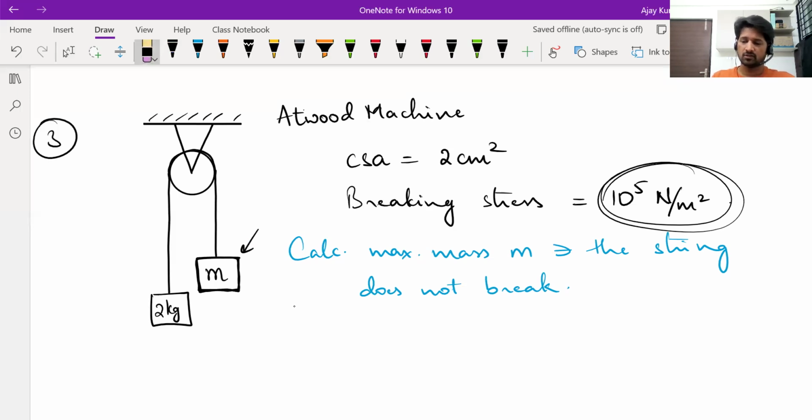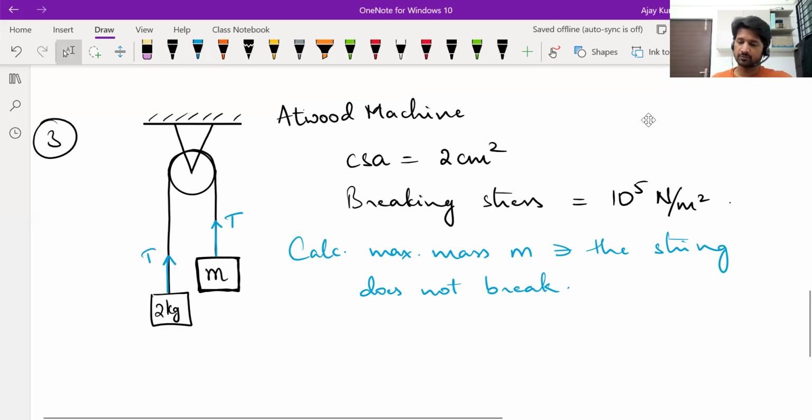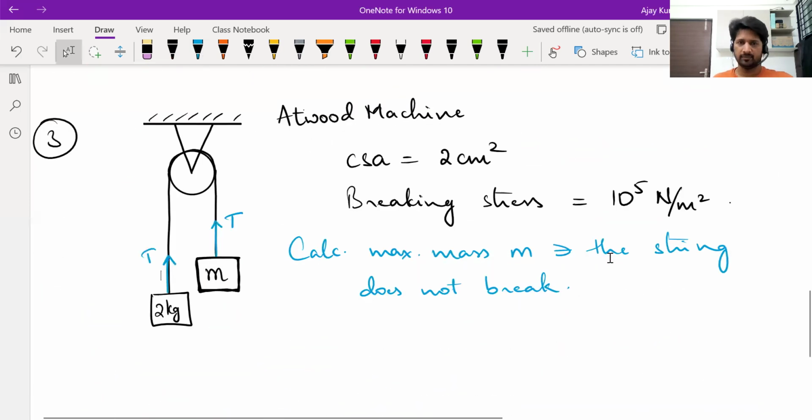Now Newton's laws don't include stress. They'll be written in terms of forces, and based on force, you can calculate stress. So here also, how you approach the problem is: assume some unknown mass M is connected. Based on the mass M and 2 kg, derive an expression for tension generated in this rope. Obviously, that tension will be in terms of the mass M, like in the previous problem, tension was in terms of F.